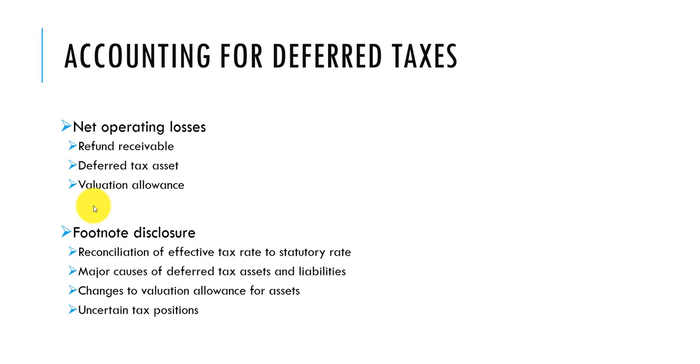Okay, you must describe major causes of deferred tax assets and liabilities. Basically your big temporary differences. Any change you made to the valuation allowance, because of the smoothing we talked about earlier, this judgment call. If you made a judgment that you had to change your valuation allowance, you need to describe why in the footnotes. And then there's the last piece, the biggest catch-all: uncertain tax positions.